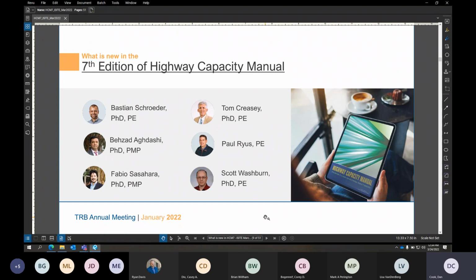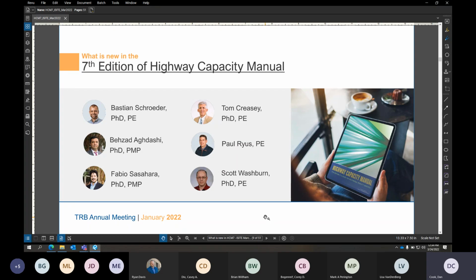So I've borrowed some slides, with permission, from a session that was given at the TRB annual meeting this past January down in Washington, D.C. The session was named What is New in the 7th Edition of the Highway Capacity Manual, and I borrowed some slides from that. I did want to recognize the presenters of that session, the people shown here on the slide. They also conducted a lot of the research that went into the major changes in the 7th edition of the Highway Capacity Manual.